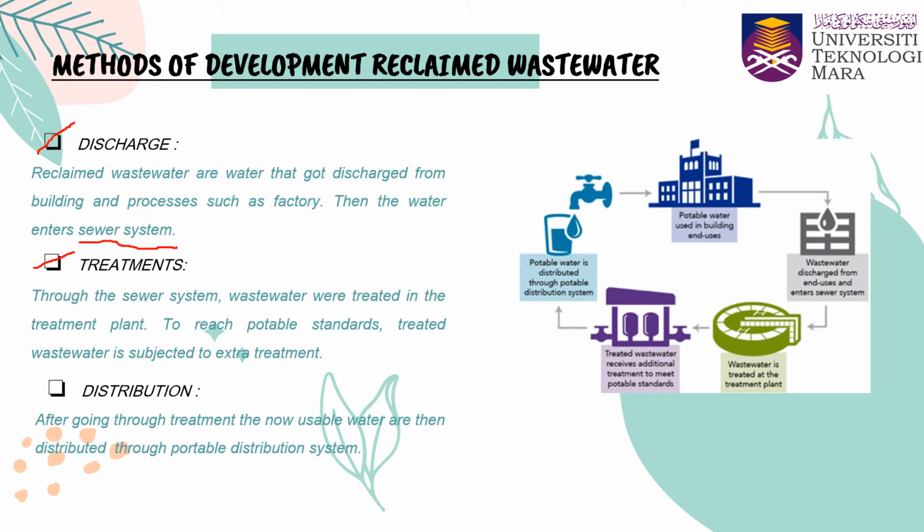Through the sewer system, the wastewater is treated in the treatment plant. At the treatment plant, they have physical treatment, chemical treatment, or biological treatment. To reach the potable standard, this wastewater will be subjected to advanced treatment. For example, if we want to recycle the water for drinking, it should undergo advanced treatment.